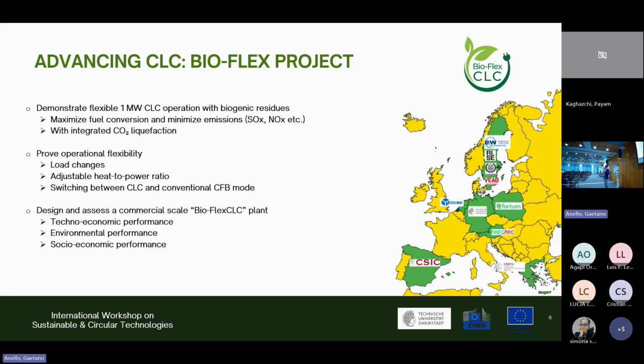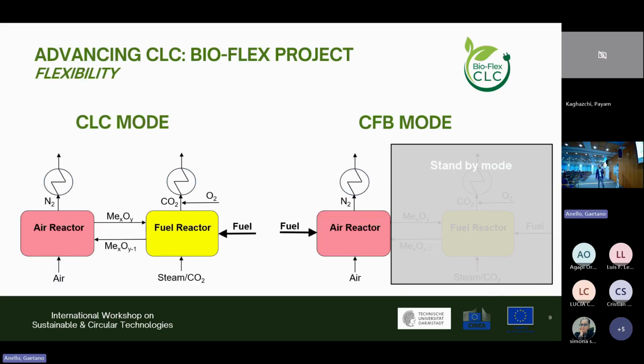And then the second big topic for us here is this flexibility in the plant layout. Here, the Bioflex concept includes the development of a CLC plant that can not only operate as a carbon capture plant, but depending on the current market situation or the policy framework, can also switch to conventional CFB combustion. So no carbon capture in this mode, but therefore also a kind of safe business case, and therefore, ideally, an easier investment decision for potential operators of such a plant in the future.